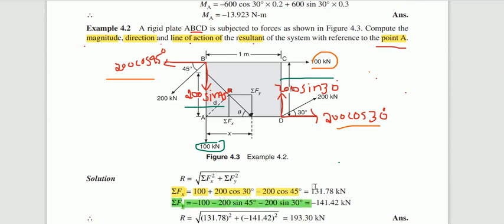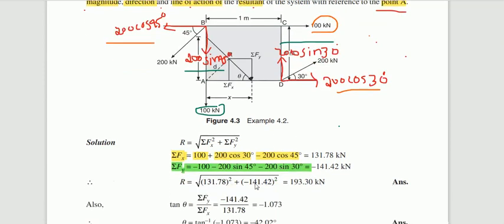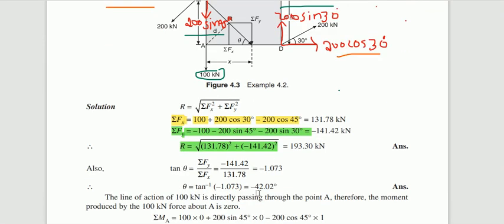This is the similar steps we have followed in the previous problems, and again you have to find the resultant. You have the formula, just substitute and you will get the resultant here. And theta is nothing but the direction: summation of Fy divided by summation of Fx. Just substitute the values and find the corresponding theta value.